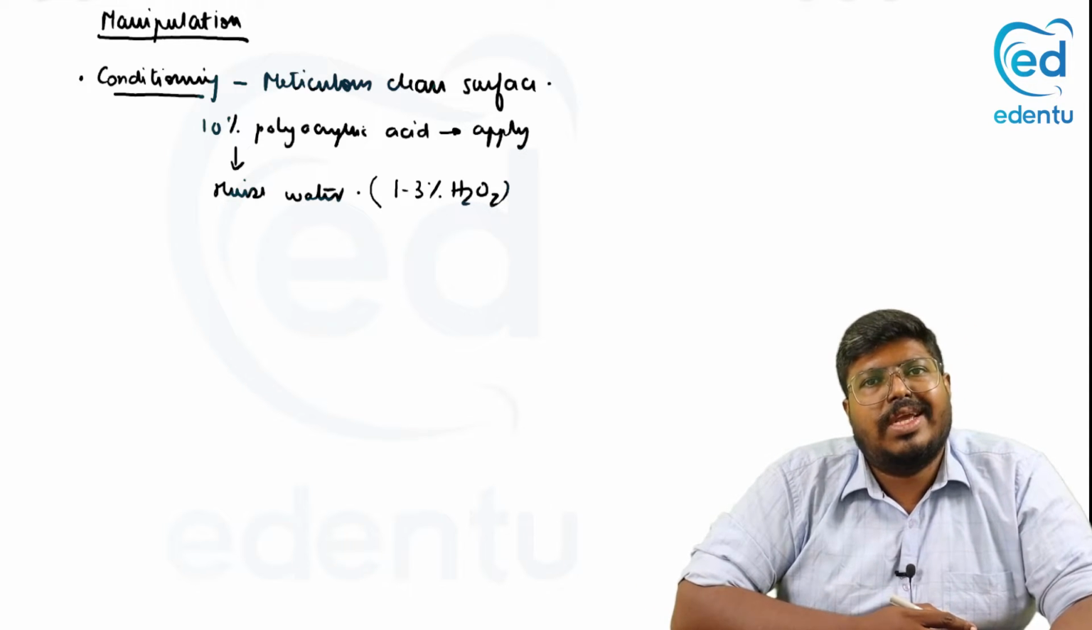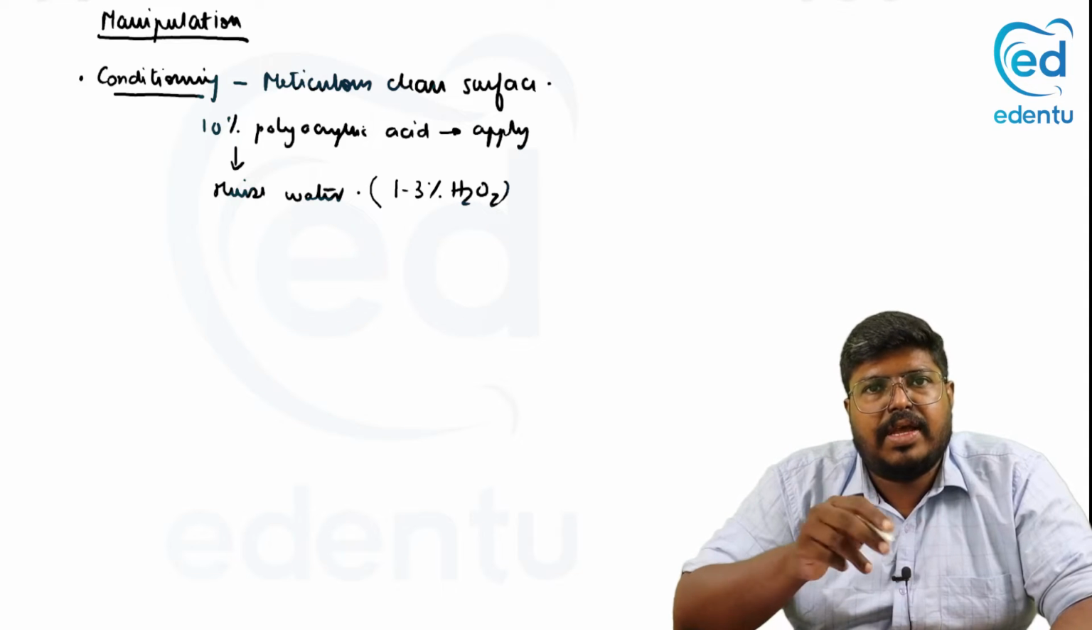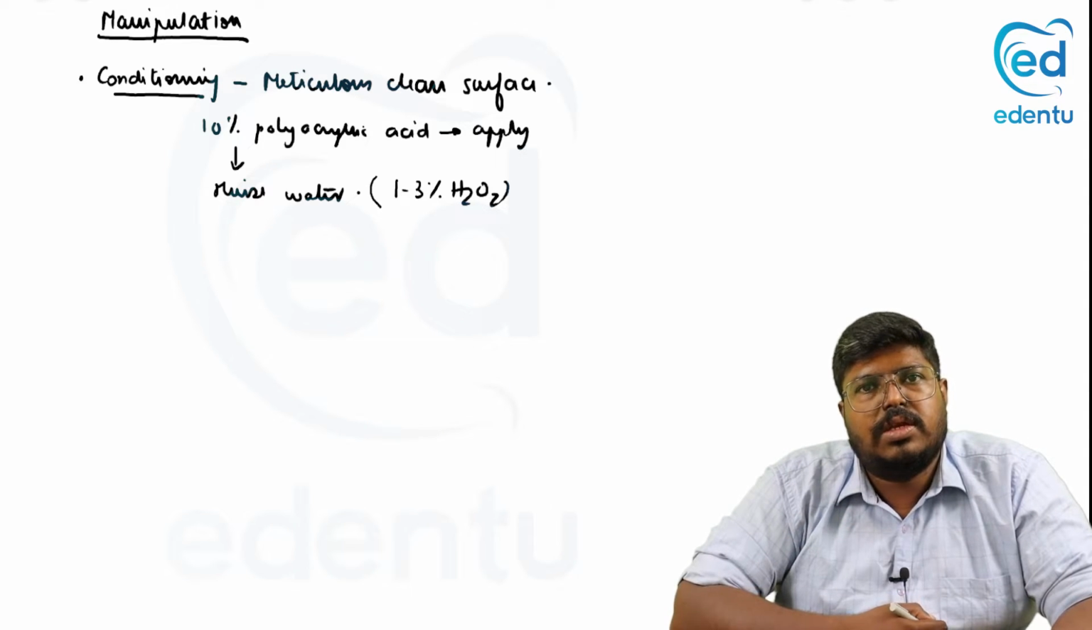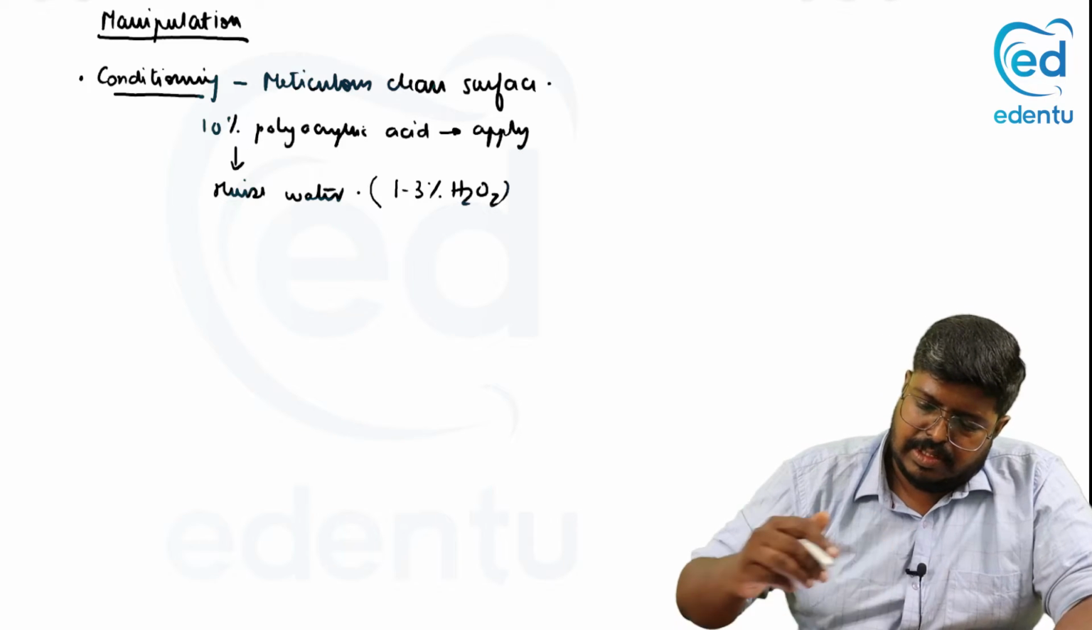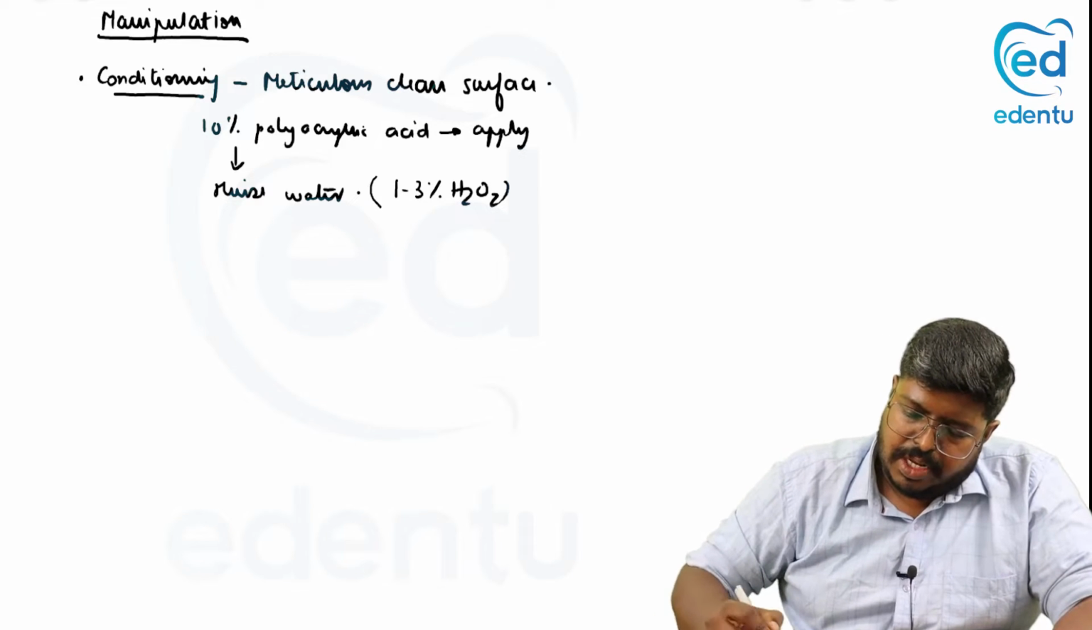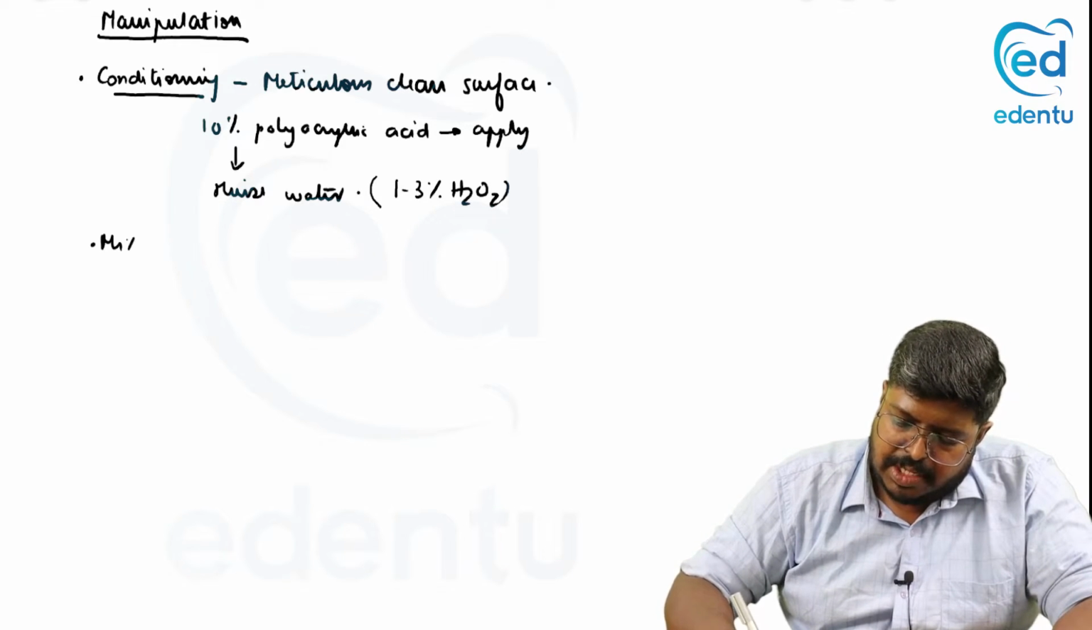So you're going to take 10% polyacrylic acid and apply that on the surface of the tooth. Then you're going to take your water syringe. You can rinse it off, or you can use 1 to 3% hydrogen peroxide in its place. Once you manipulate it, now you have to mix the cement, right?